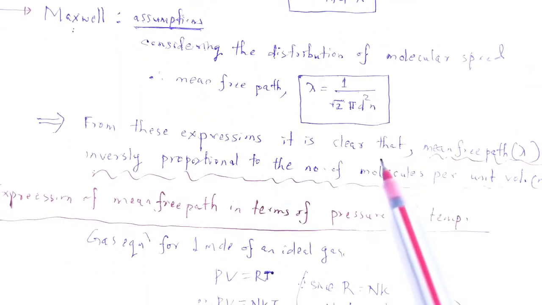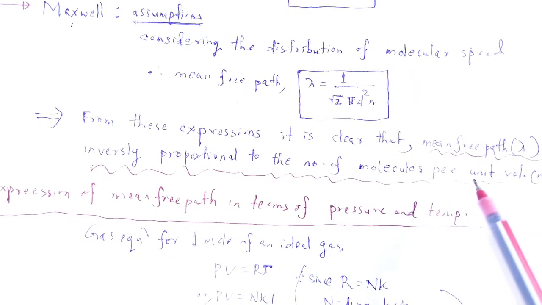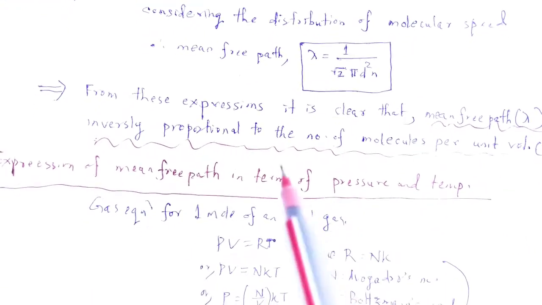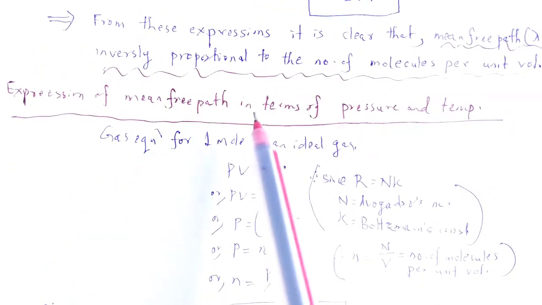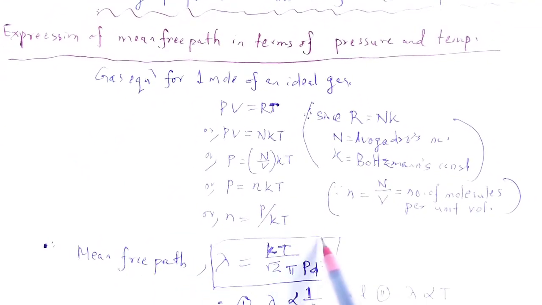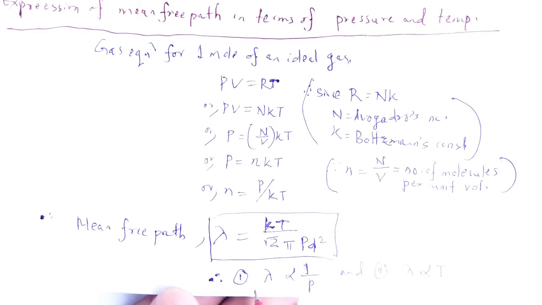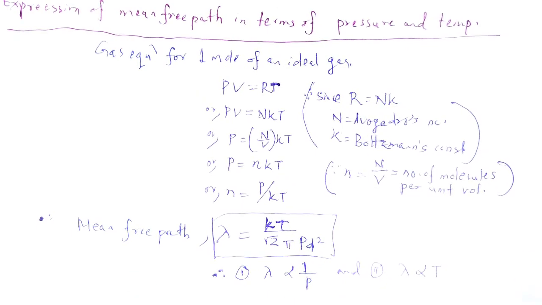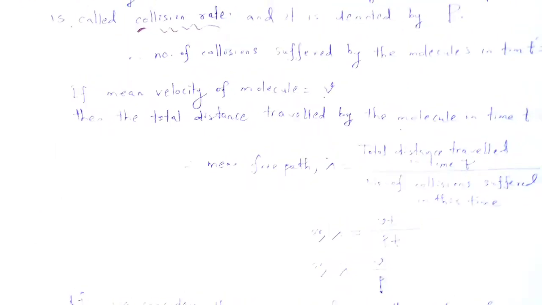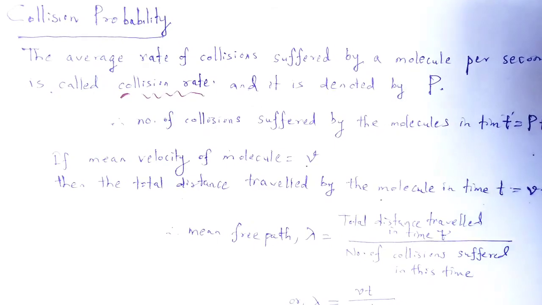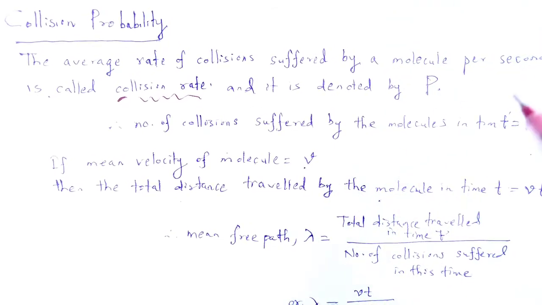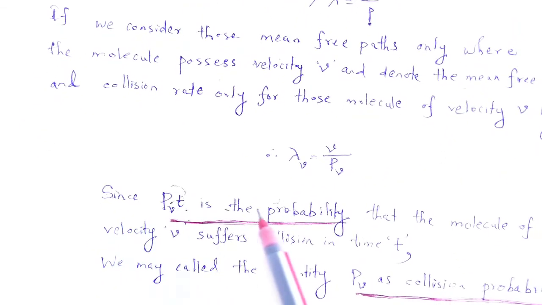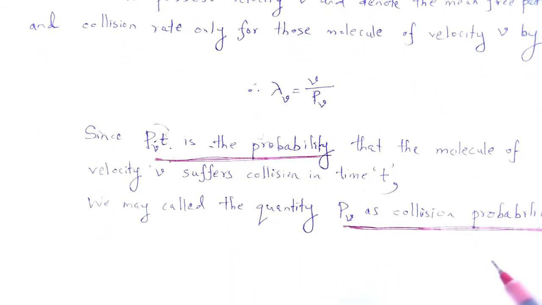From all these expressions, we conclude that mean free path is inversely proportional to the number of molecules per unit volume. And then mean free path in terms of pressure and temperature. This is the mathematical expression of how mean free path relates with pressure and temperature. And last, about collision probability. What is probability? What is collision probability?